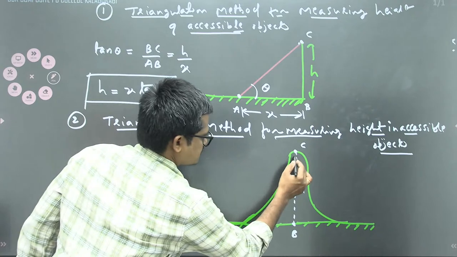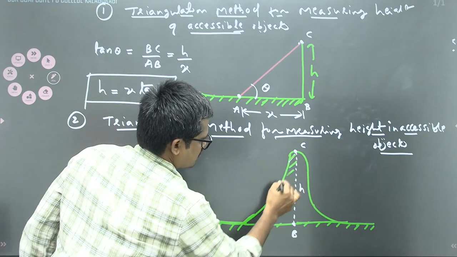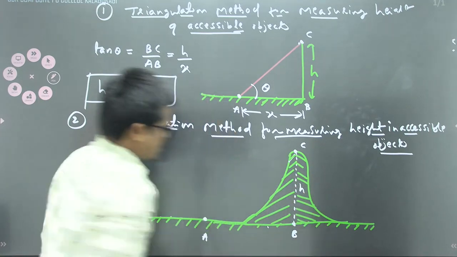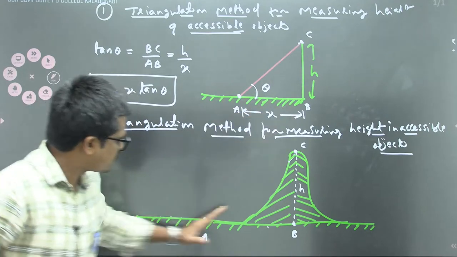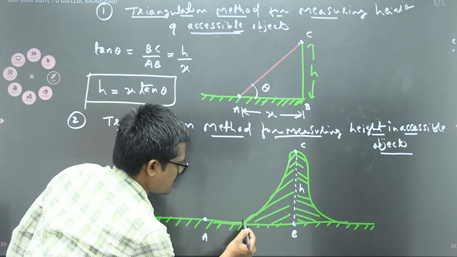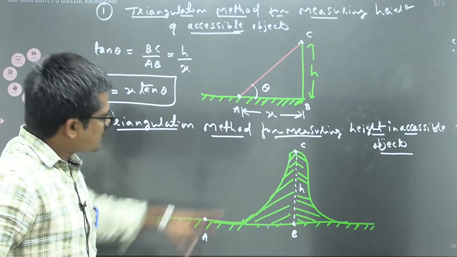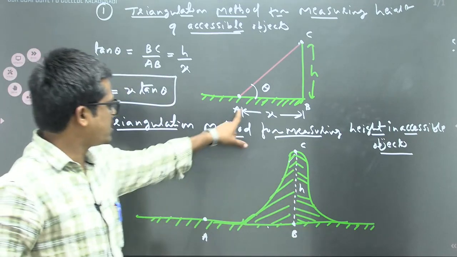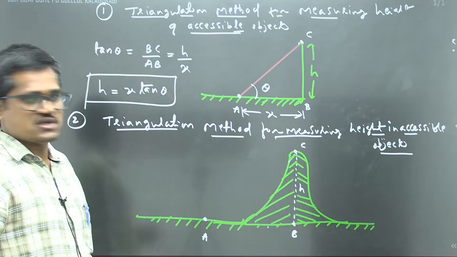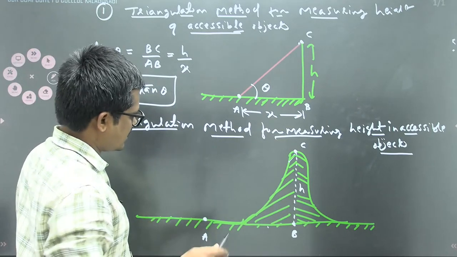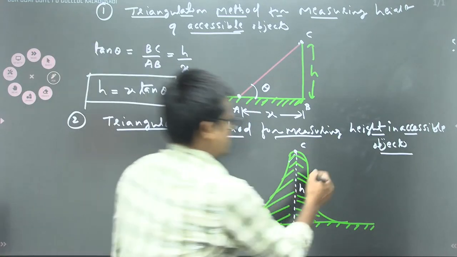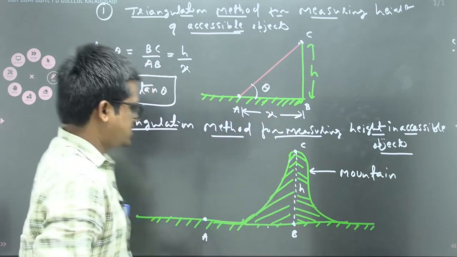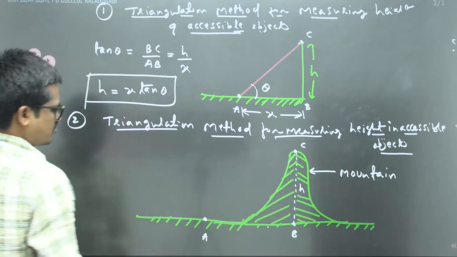Because it is a mountain. Am I right? You cannot go, like how we have found X, you cannot go from A to B because this is a mountain. Up to here you can, but inside you cannot. That's the reason this comes in inaccessible heights. You cannot find that X, what you found earlier. AB distance you cannot find. So, slightly different again, let me find here the height of the mountain. In this case, how will you find the height of that mountain? Nothing, same thing, no problem. Okay, see here.